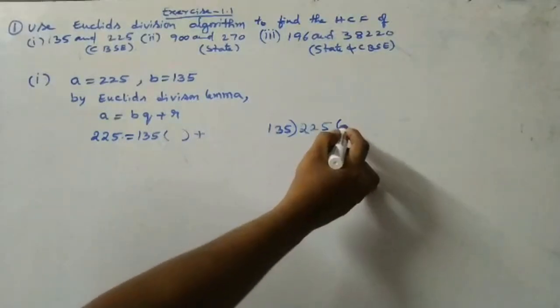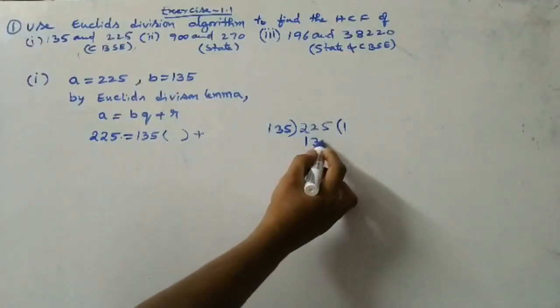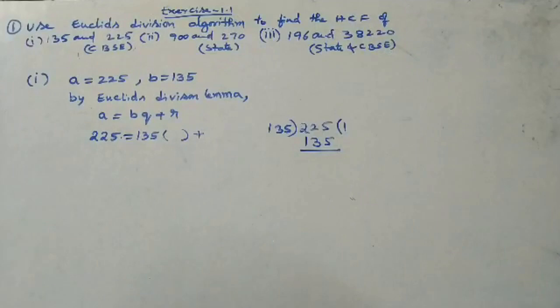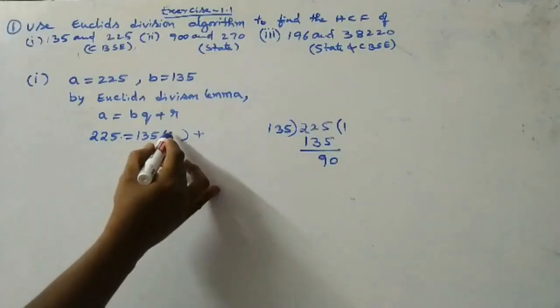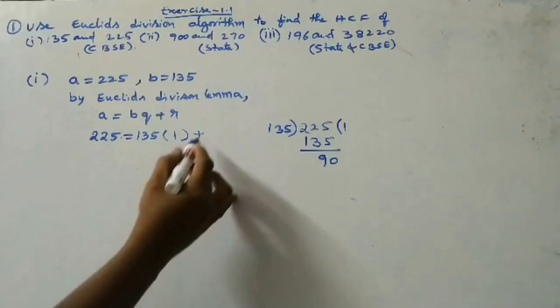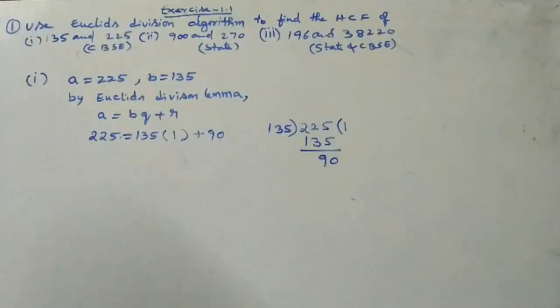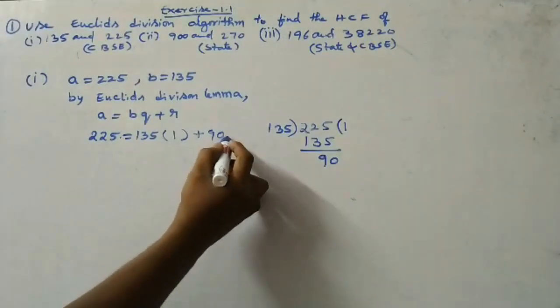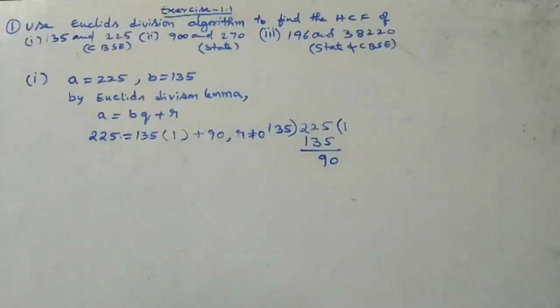Now 135 will be cancelled one time. The remainder we will get is 90. So 135 into 1 plus remainder. Observe here, is the remainder 0 or not? Is the remainder 0? No. R is not 0, so the process will continue.